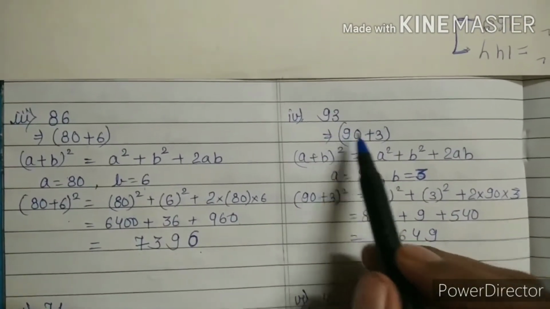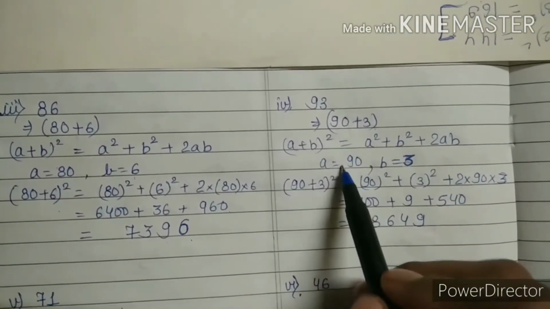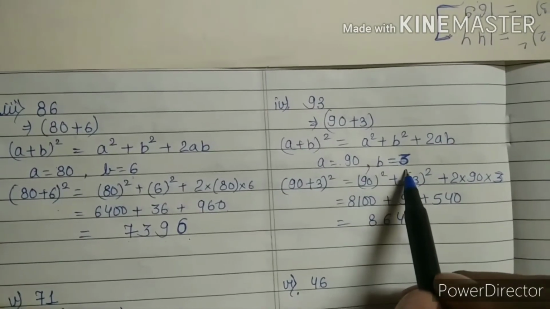The fourth question is 93. It can be separated in the form of 90 and 3. So a value will become 90 and b value will become 3.